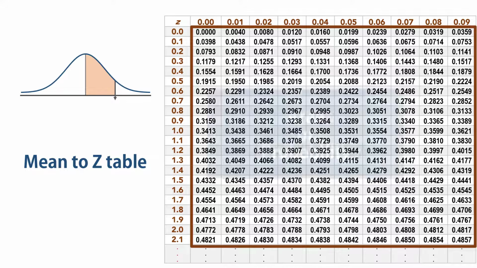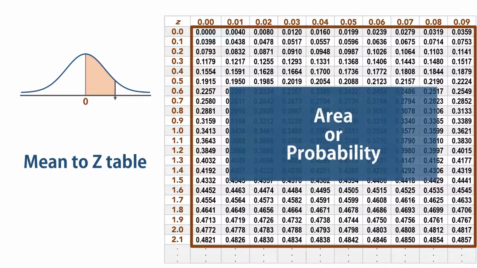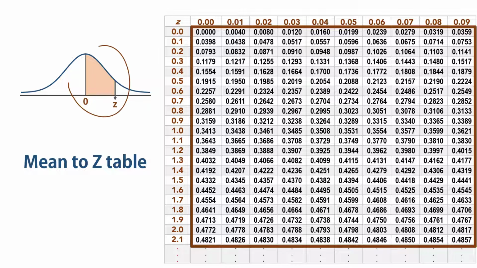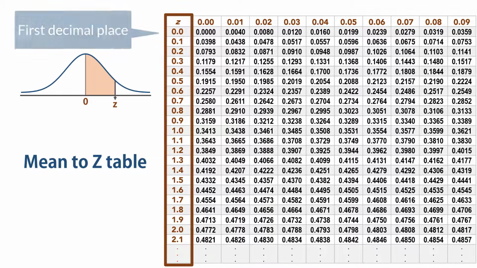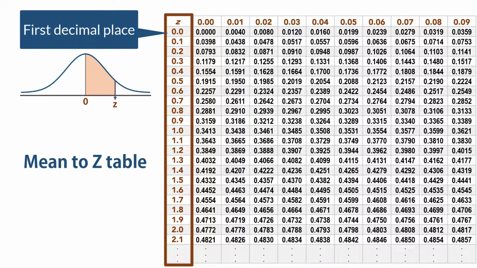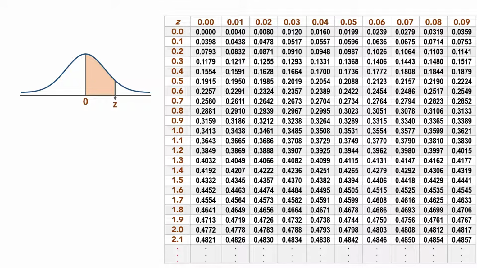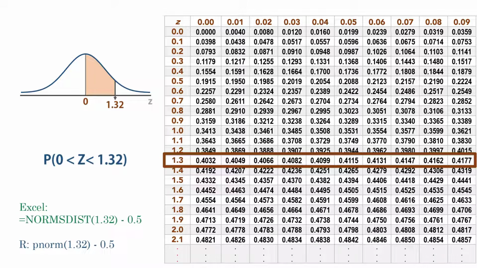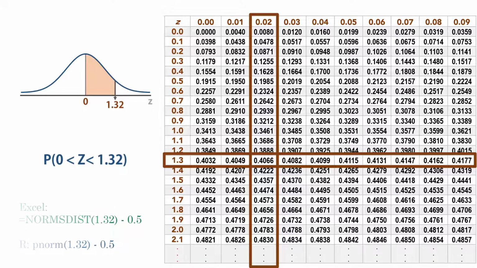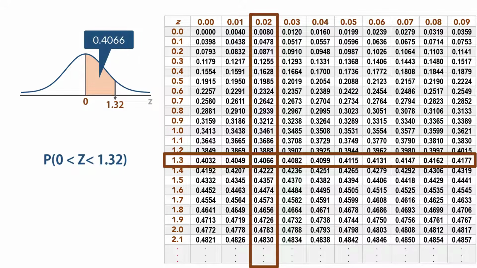This table contains areas or probabilities from z equals 0 to the specified z-value as shaded under the curve here. This table comes in positive z-values only. To obtain areas for negative z-values, we will use the same table and apply the symmetry property of the normal distribution. In the first column here, we have the first decimal place of the z-score, and at the top, we have the second decimal place. For example, if we want the area between z equals 0 and z equals 1.32, we will go to 1.3 in the row here and 0.02 in the column. So the area is 0.4066.